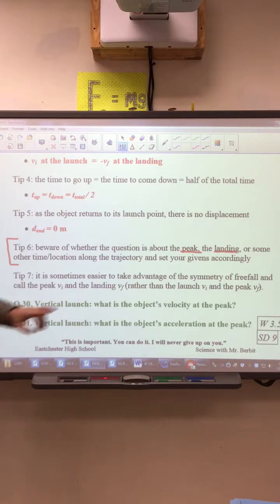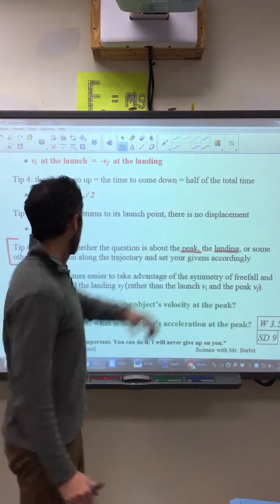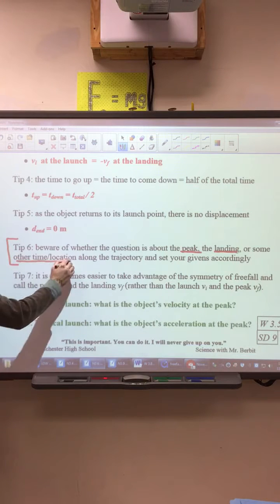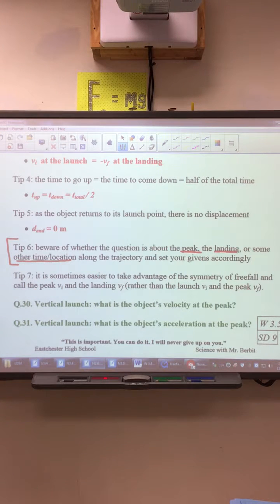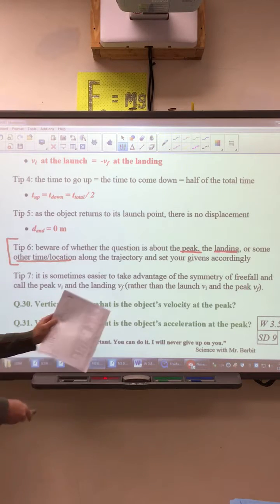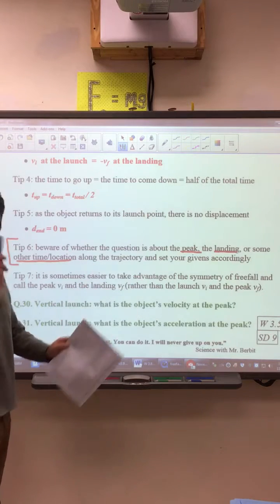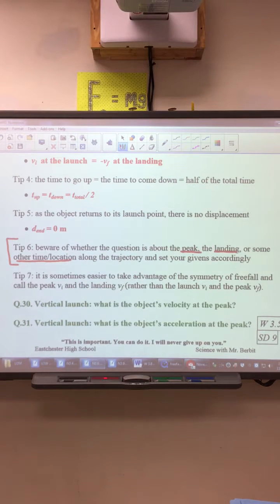Or we set you up by giving you a lot of these, or sometimes you get some other time or location. Not at the peak, not at the end, but 2 seconds in. Not at the peak, not at the end, but 10 meters above the ground. And it all works. The equations of PRT6 are very powerful in this particular regard. All this works, but your givens need to be sharp.